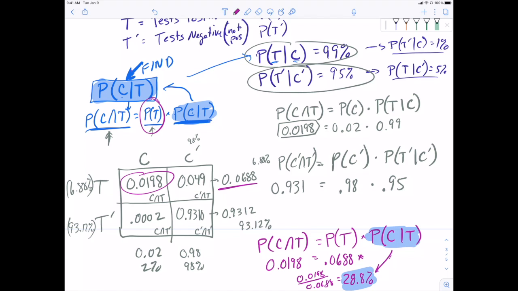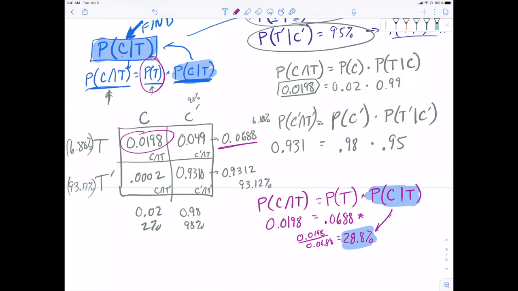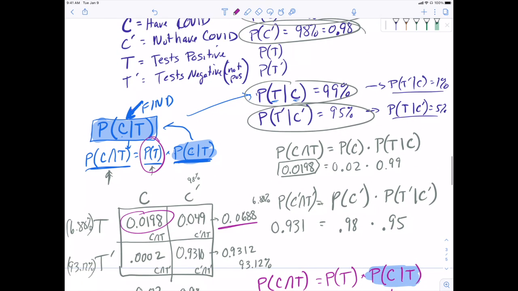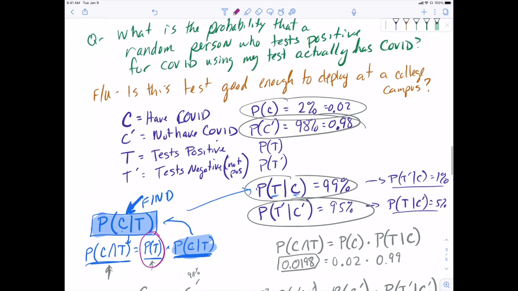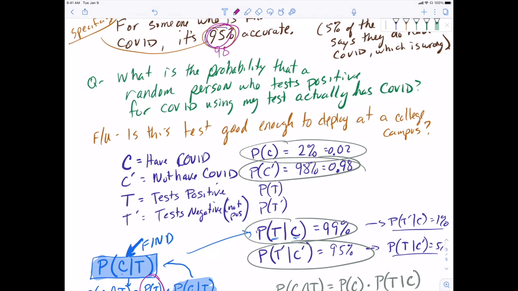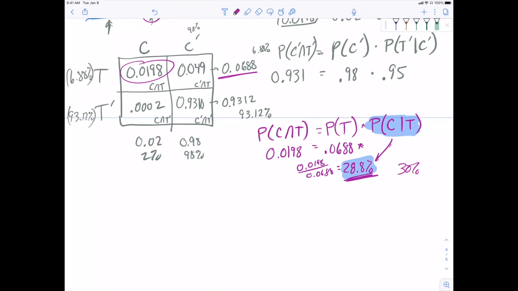So what this is telling you is, let's go back to our second question. Is this test good enough to deploy at a college campus? I would say it's probably not, because you go around testing people, and only roughly 30% of the time the person tested actually has COVID. You need to get that test rate up higher. So you need to get this 98% number, 95% number, I'm going to tell you right now, up closer to 98 or 99% before you can deploy it on a college campus or en masse. Or you're going to be scaring a lot of people. Or at least that's my opinion.